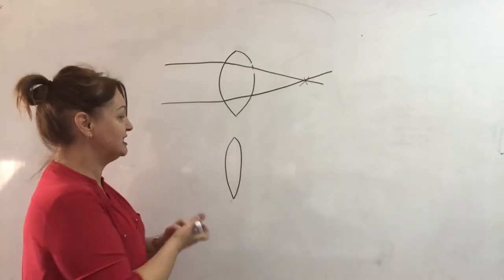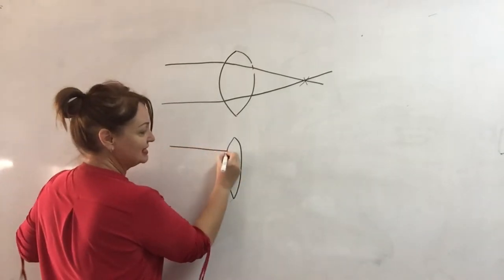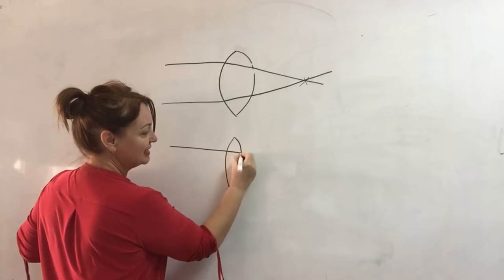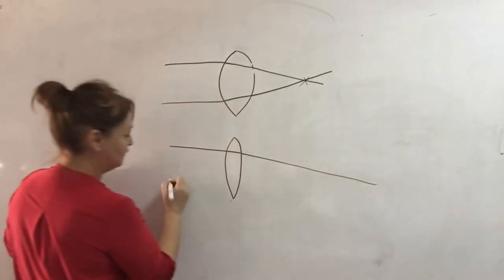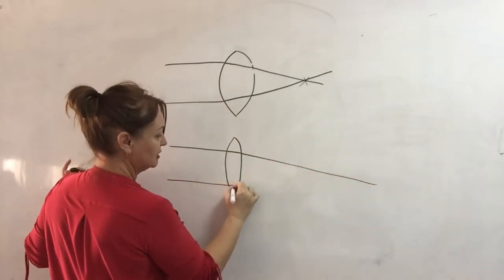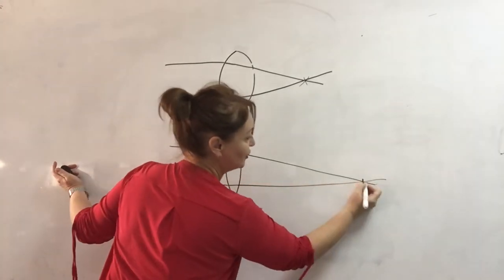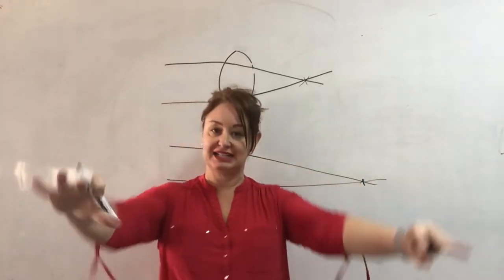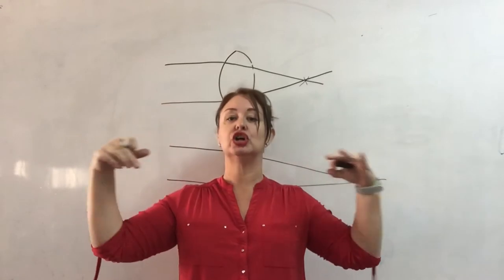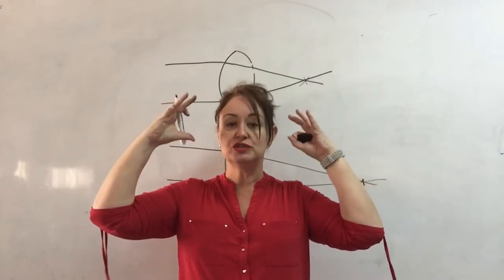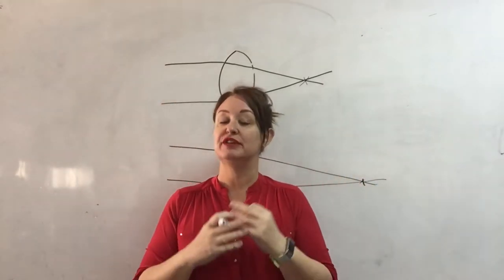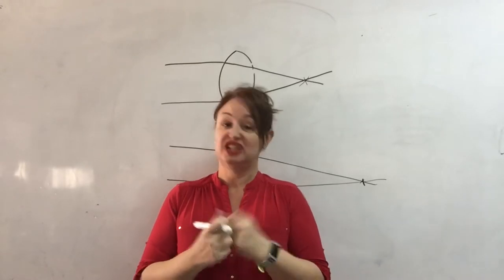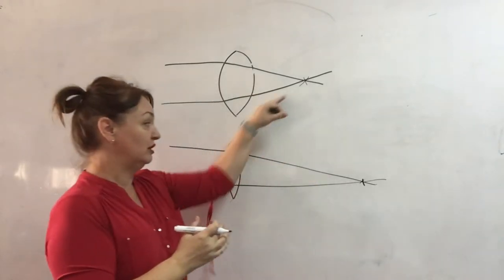If it's long and thin, the bending of light is a lot less. And so therefore, the focal point is a lot further away. And that's why it's really relaxing for your eyes to look into the distance, because you're not using the muscles that change the shape of your lens to do that. And so that will relax your eyes.